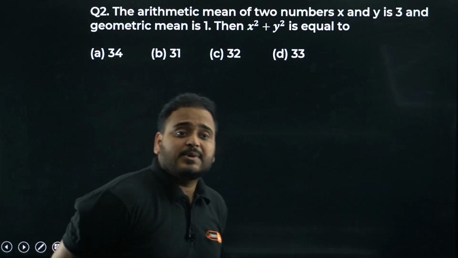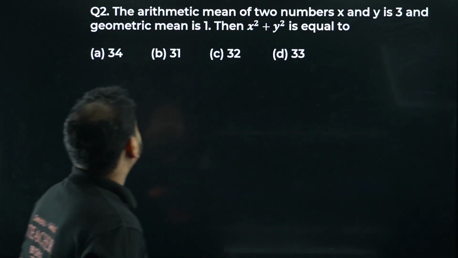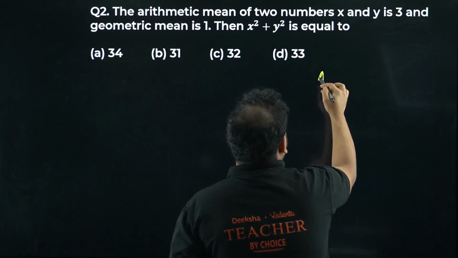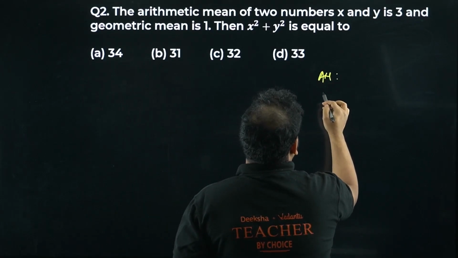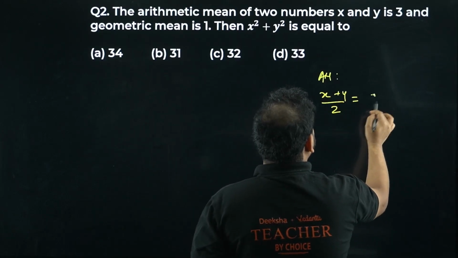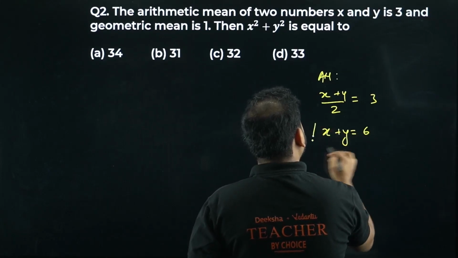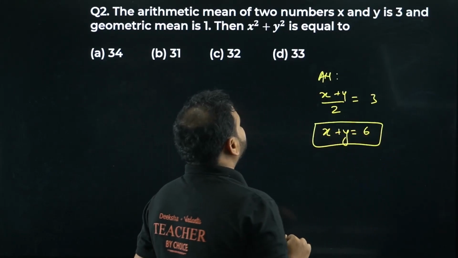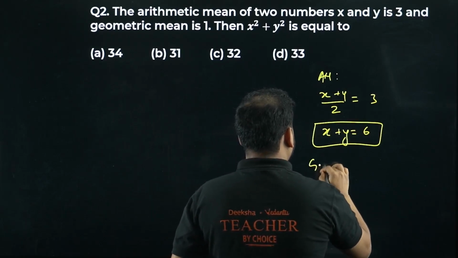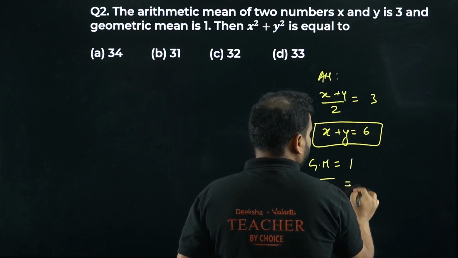Question number 2 states: the arithmetic mean of two numbers x and y is 3. What does it mean? We're talking about AM, right? It means x plus y upon 2 is given as 3. It means x plus y equals 6. This is my equation number 1. The other one: the geometric mean is 1. Now GM is also given. It means root of xy is 1.